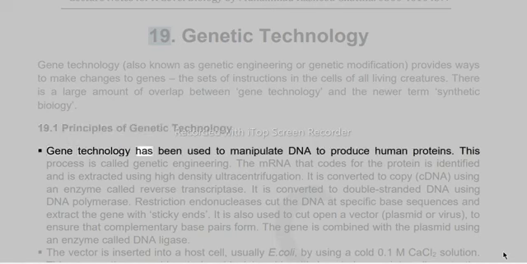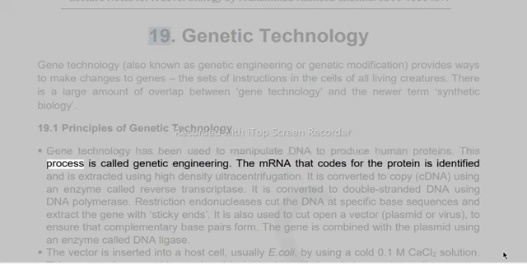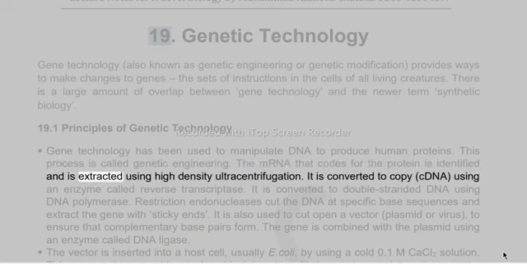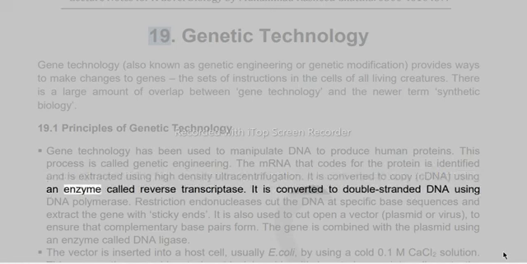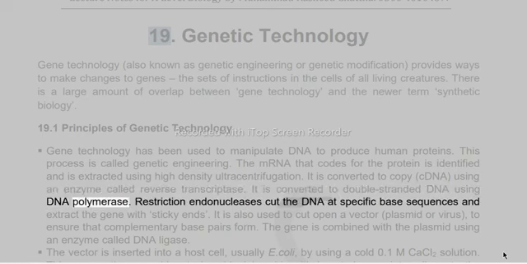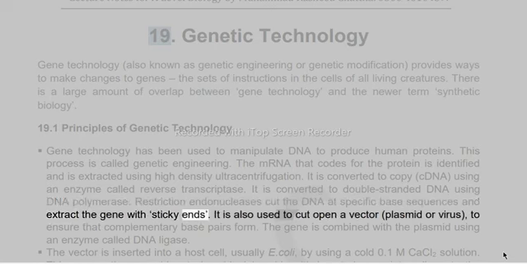Gene technology has been used to manipulate DNA to produce human proteins. This process is called genetic engineering. The mRNA that codes for the protein is identified and is extracted using high-density ultracentrifugation. It is converted to copy DNA, cDNA, using an enzyme called reverse transcriptase. It is converted to double-stranded DNA using DNA polymerase. Restriction endonucleases cut the DNA at specific base sequences and extract the gene with sticky ends.